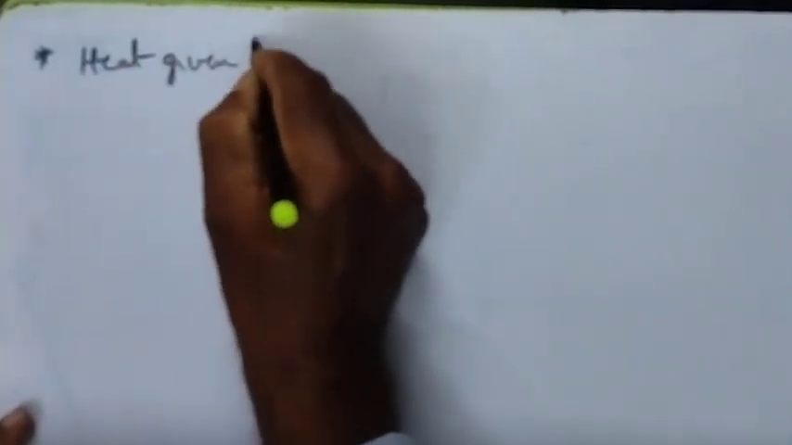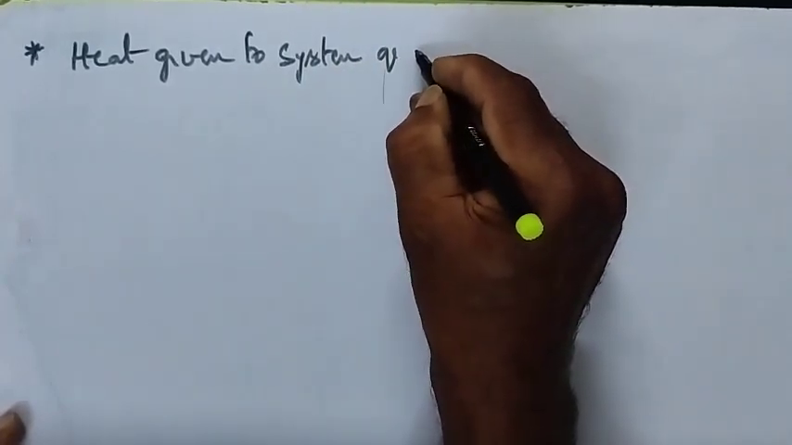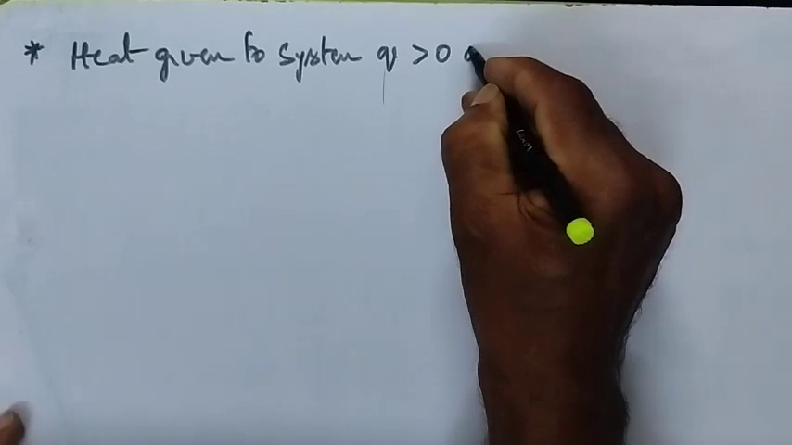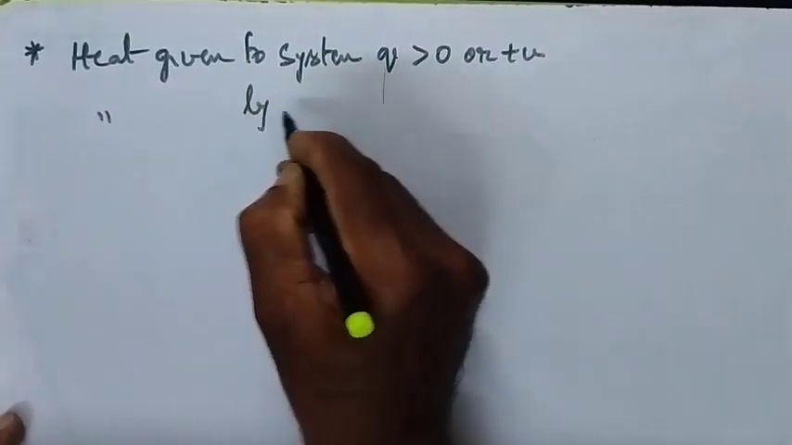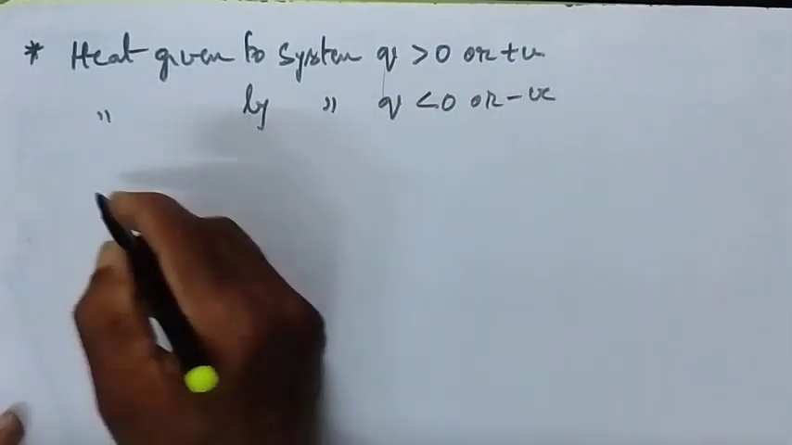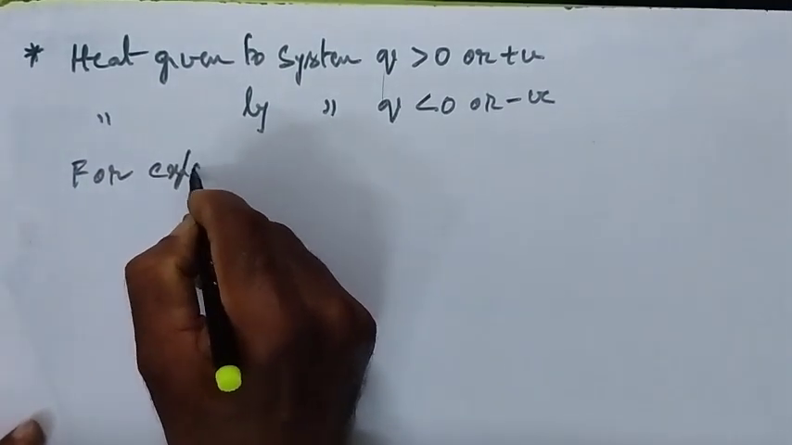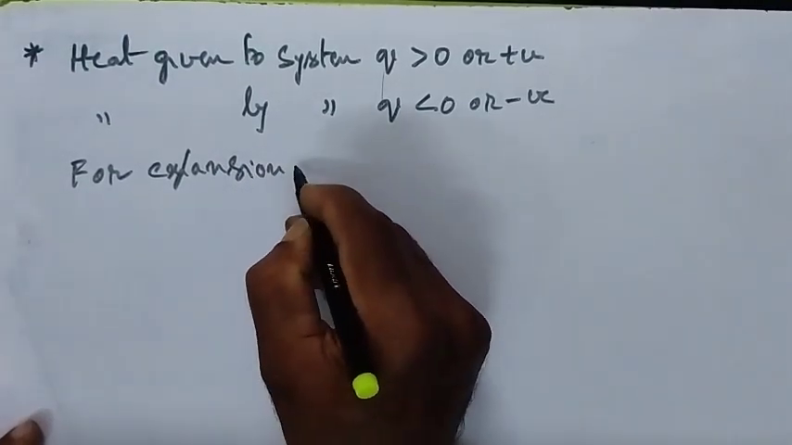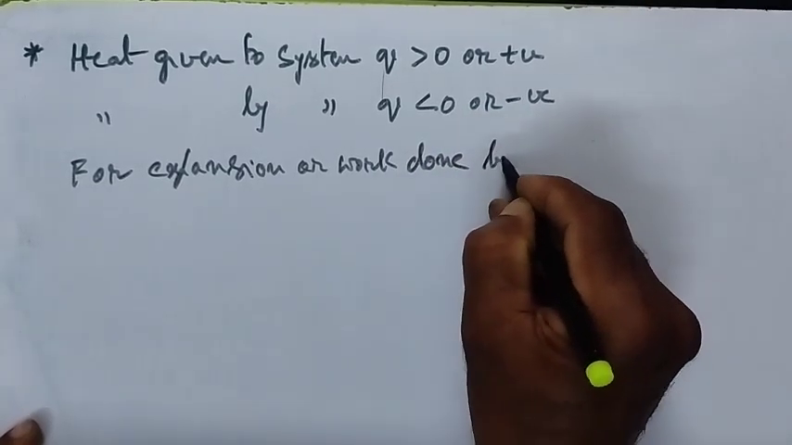So let us summarize. Heat given to the system: Q is greater than 0, or positive. Heat given by the system: Q is less than 0, or negative. Similarly, for expansion of gases, expansion means work done by the system.